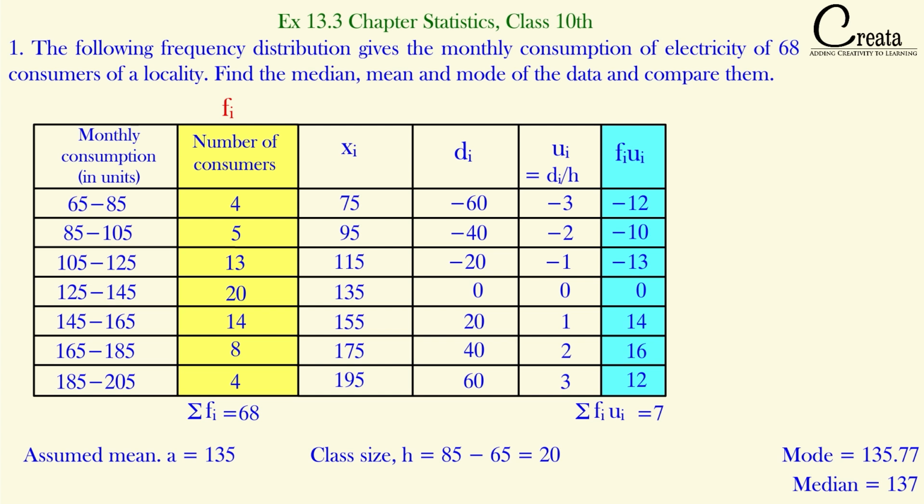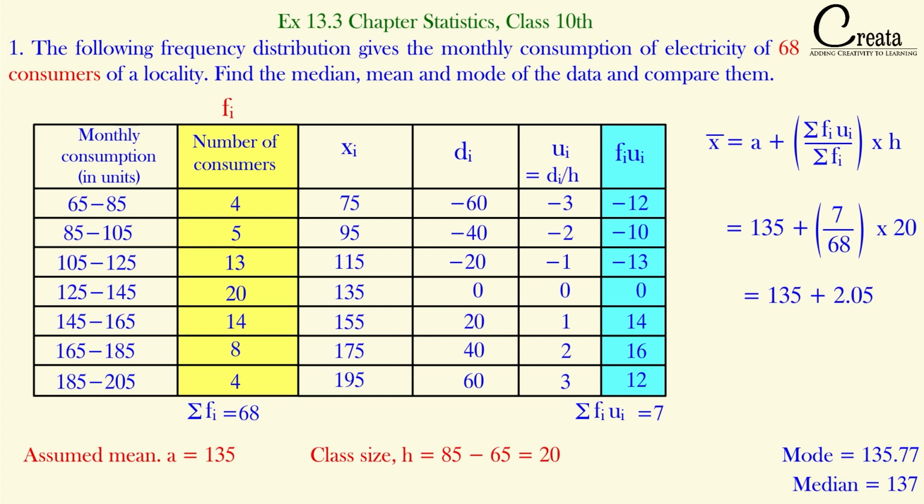You can add all the values of the frequency, or you can refer to the question. The data is given with respect to 68 consumers. So the data is already given, but still you are open to add all the values of the frequency. So this is the formula of the step deviation method. Here A, which is the assumed mean, we know it is 135. h, we know it is 20. Let's put all the values. On solving, we got the mean as 137.05.